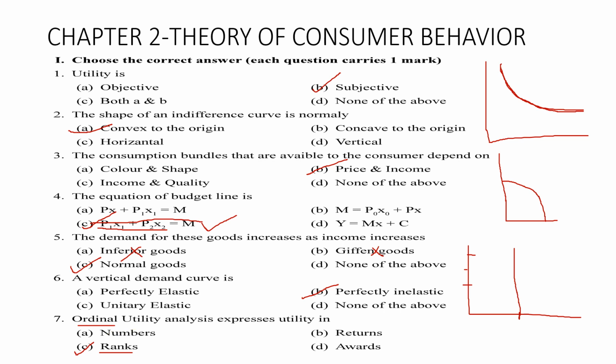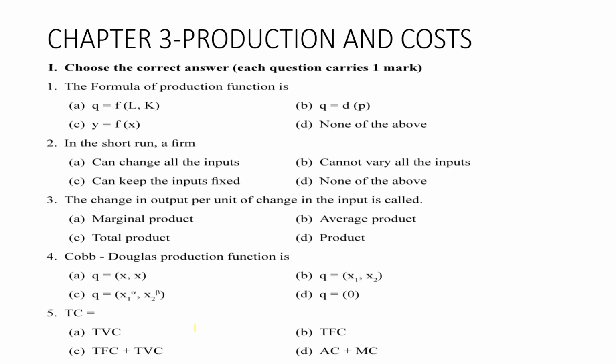Your answer is ranks. So this is about chapter 2. Chapter 3, production and costs. So the formula of production function is, production function formula. We know it is Q is equal to F of L, K. L, K means labor, capital. So production is a function of labor and capital.